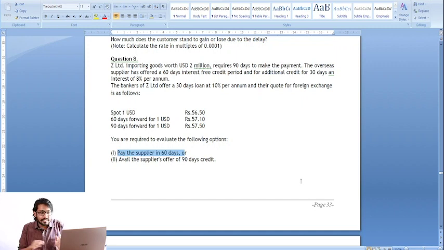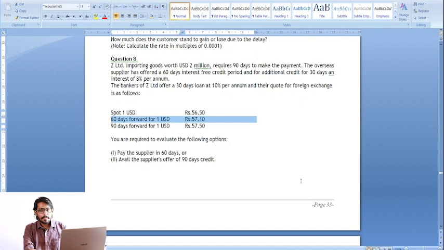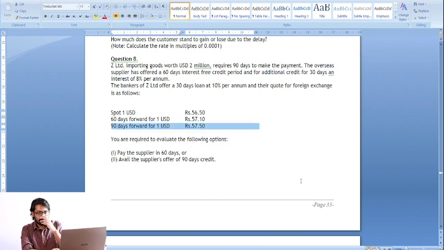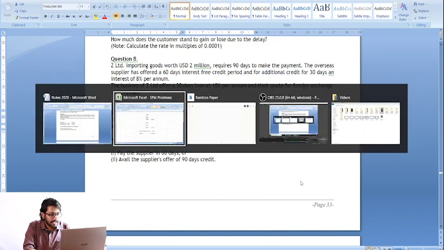Okay, so if you pay in 60 days, the exchange rate is smaller, 57.10. How will you pay in 60 days? You will have to borrow from your banker in India and pay the supplier. You will get a lower exchange rate, but you have to pay interest at 10%. Or don't borrow, since 10% is too expensive. You are ready to pay the supplier's interest of 8% per annum. But you can pay only after 90 days, where the rate is 57.50, which is better. Let's check it out.